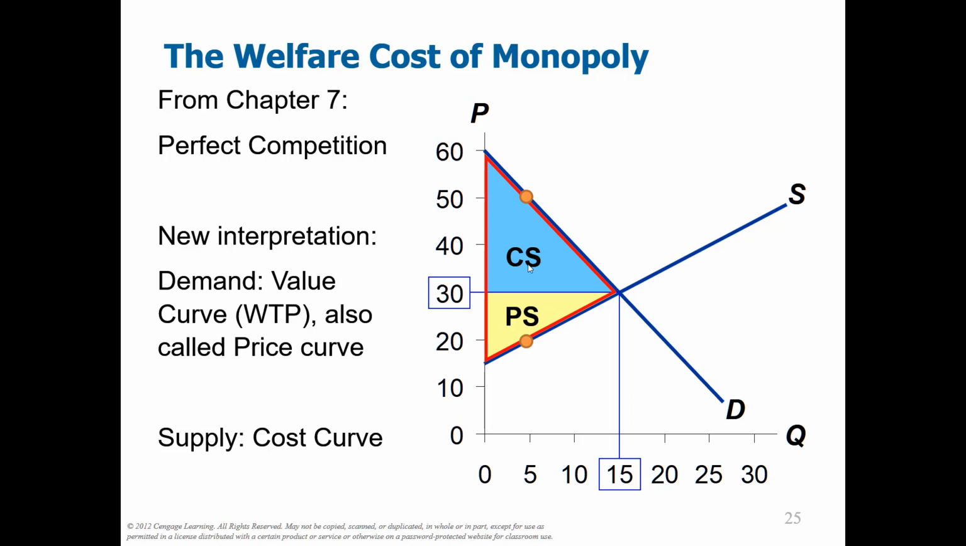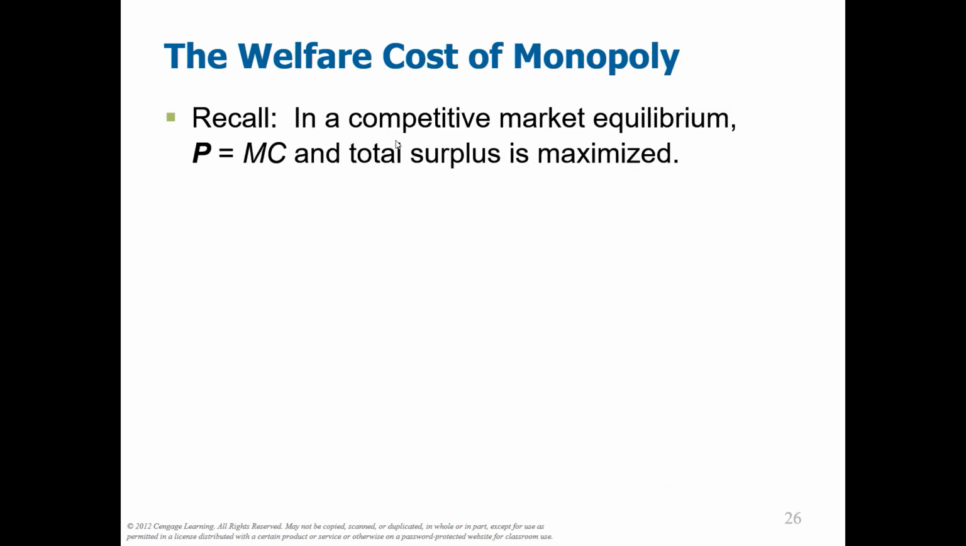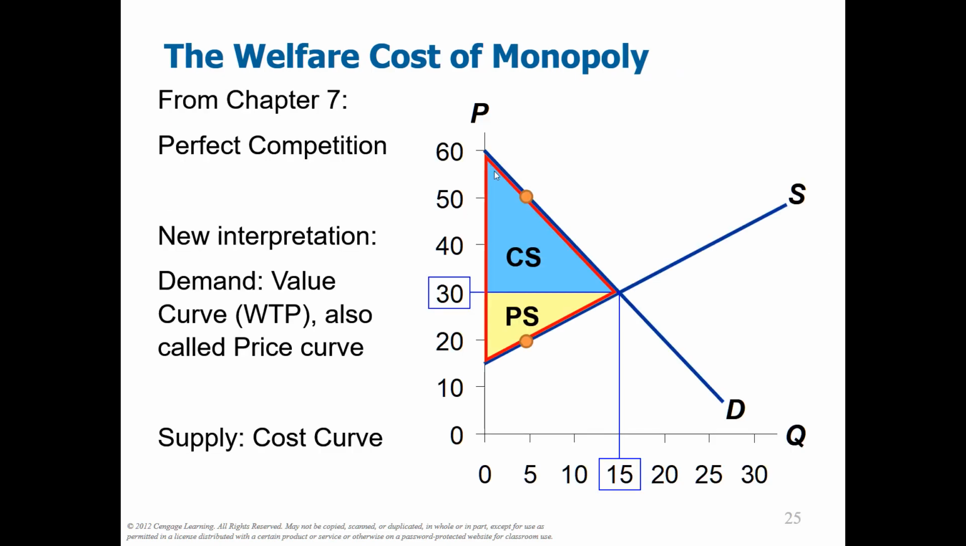And the idea is to maximize total surplus, which is the sum of consumer surplus and producer surplus, and that's done exactly here. When price, or the marginal value given by the demand curve, equals the marginal cost given by the supply curve, at this point, I maximize total surplus. So in a competitive market, equilibrium price equals marginal cost, total surplus is maximized. Again, price from the demand curve equals marginal cost from the supply curve. Right here where they cross, that's when the curves are equal.